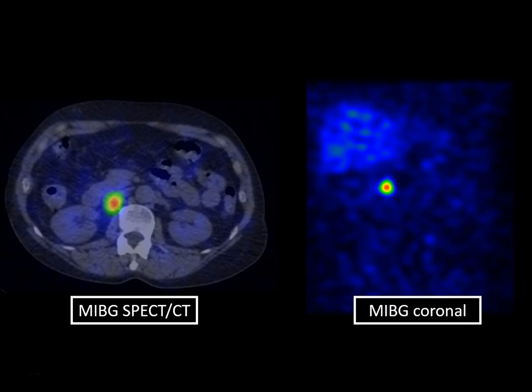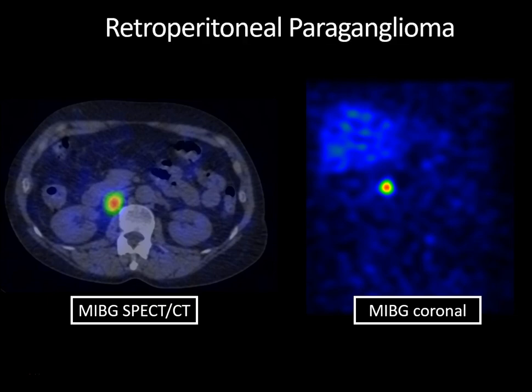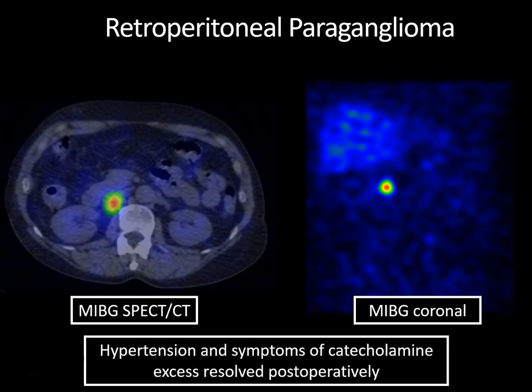And this was the coronal planar image showing that same finding. There's, again, the normal liver uptake for an MIBG scan, physiologic. And this turned out to be a retroperitoneal paraganglioma, well encapsulated at the time of surgery. And after this was removed, the patient's hypertension and symptoms of catecholamine excess resolved.